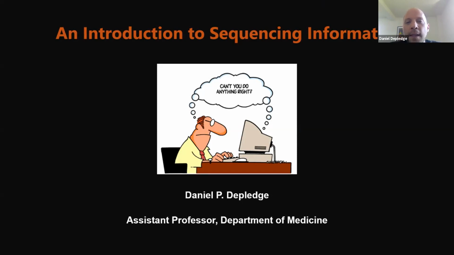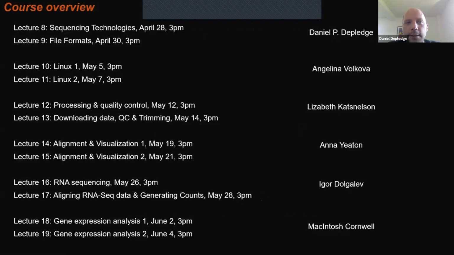The purpose of the next stage of this course really is to introduce you to the idea of sequencing informatics. We're going to be working on this over weeks together. The course structure is going to look something like this. This week I will be introducing you to the major sequencing technologies that are out there, a little bit about how they work and the sorts of applications they're useful for.